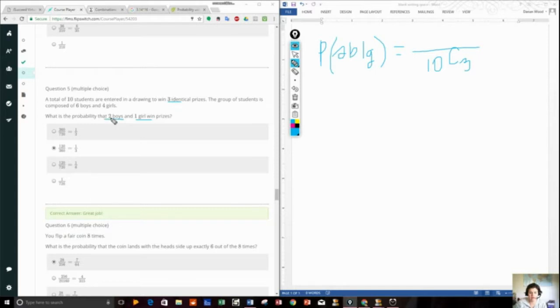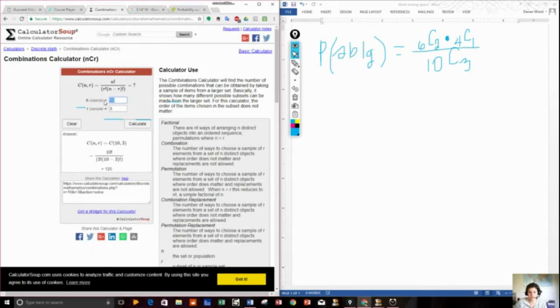Okay, well, out of 6 boys, I need to choose 2 of them. So I'm going to have 6 choose 2 for the boys, and so multiply, out of 4 girls, I have to choose one of them. So then we're going to come over to our combinations calculator, and we're going to type in 6 choose 2, calculate that. That is 15.